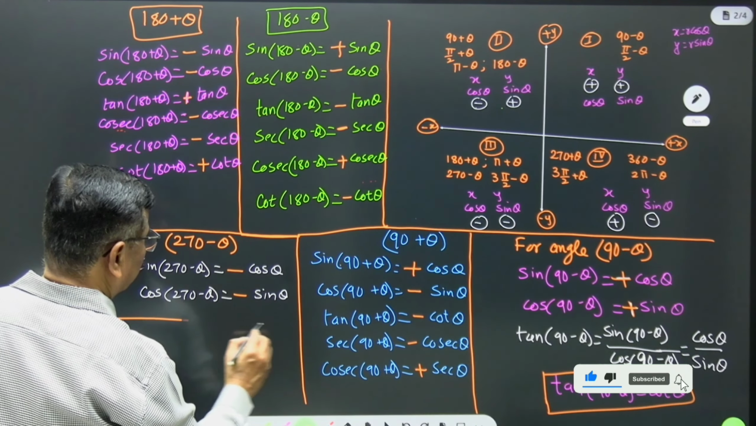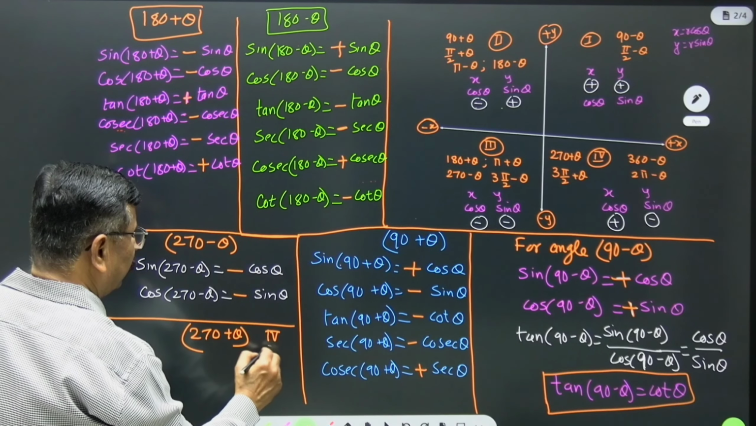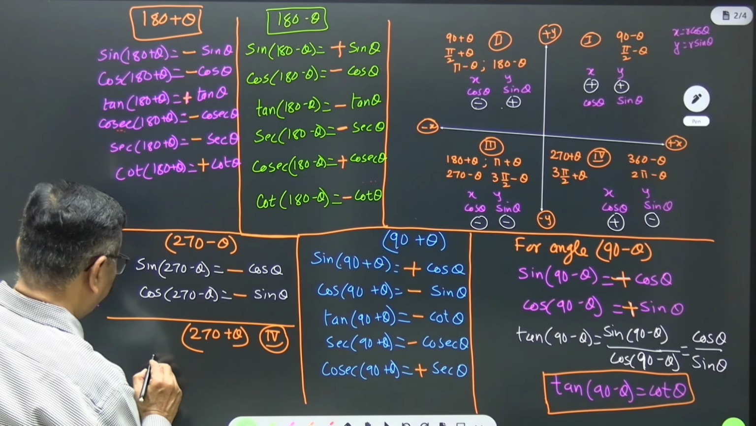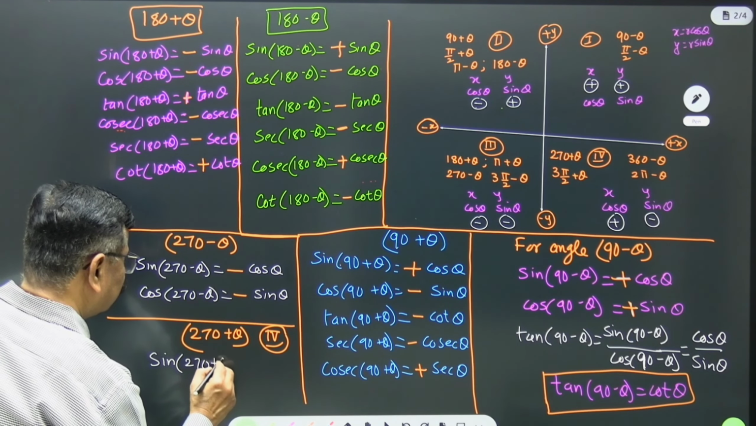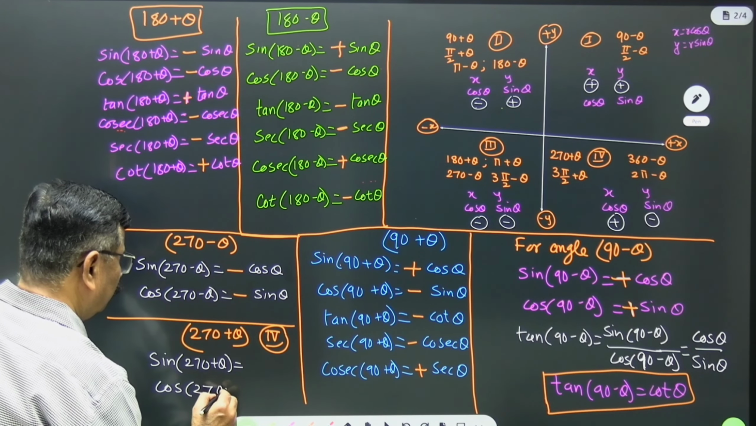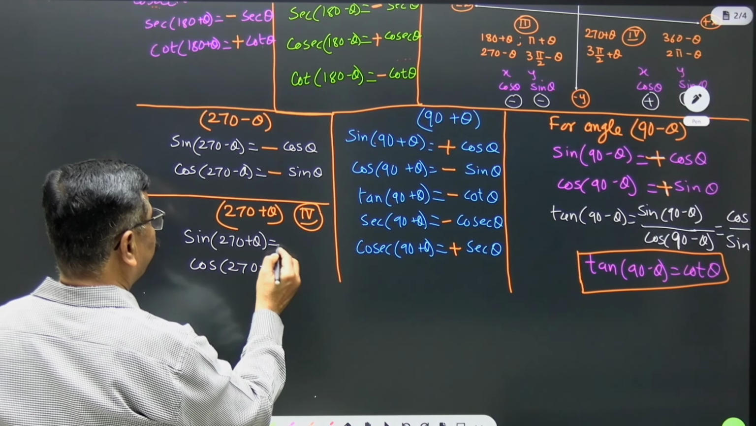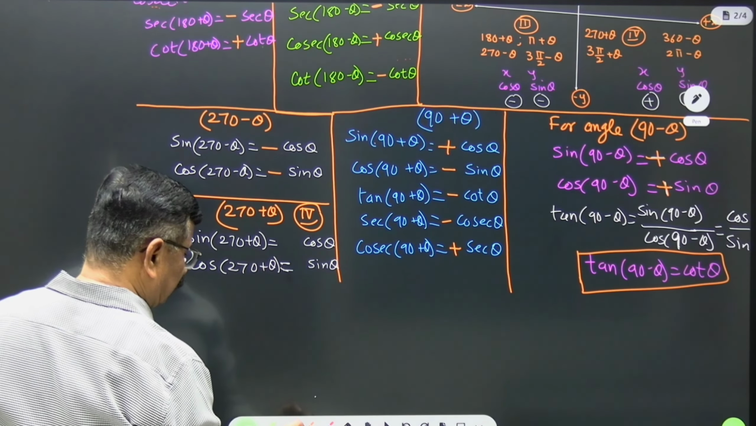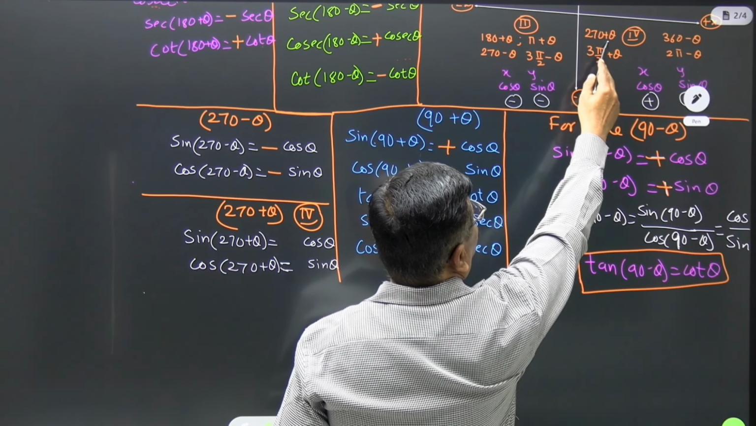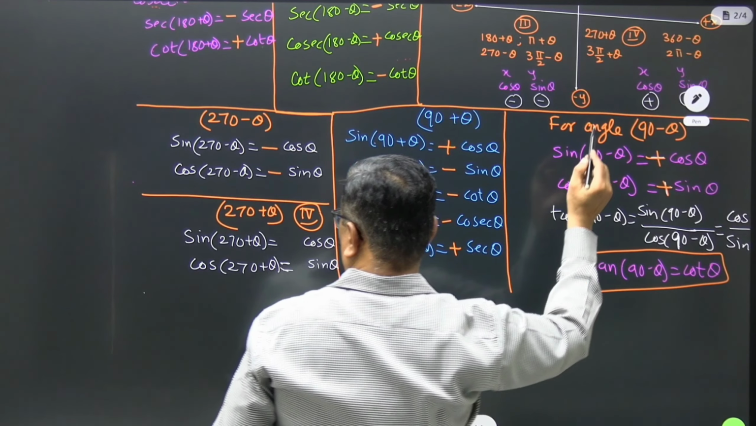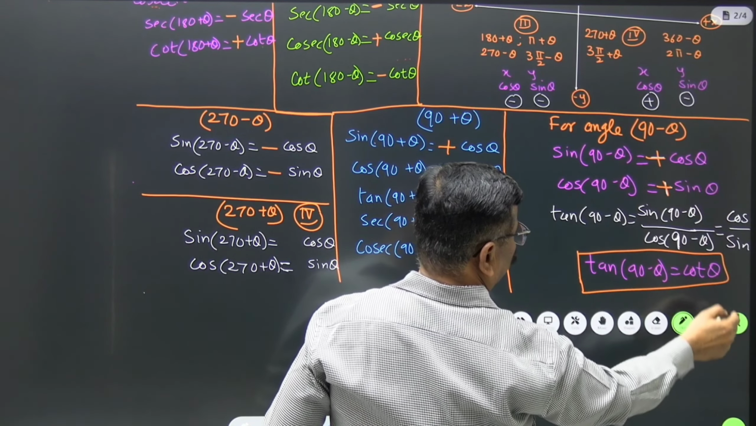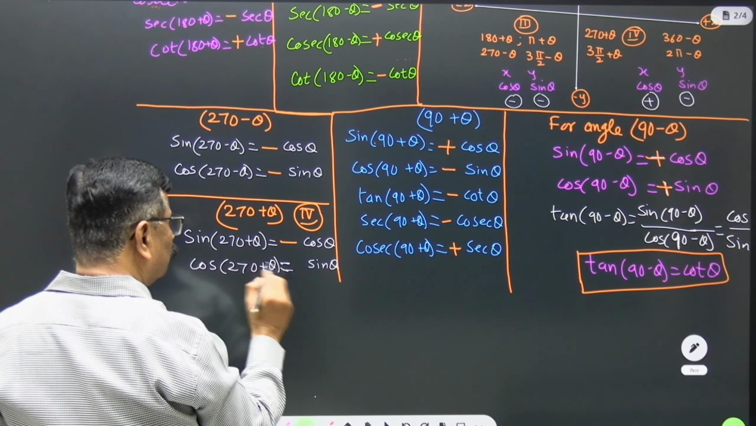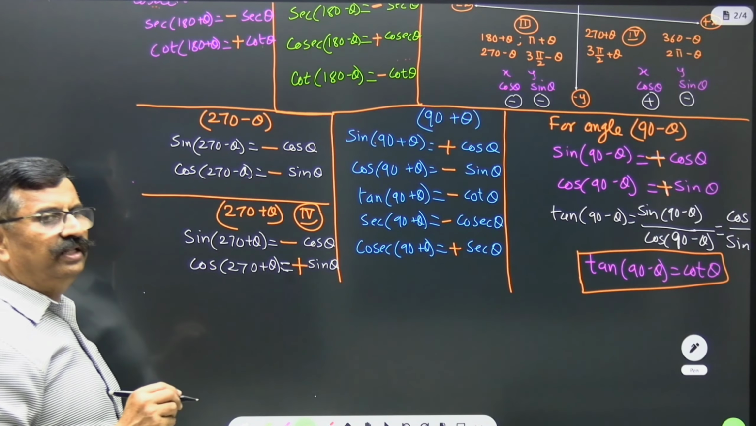Then how will you find trigonometric functions for the angle 270 plus theta? Now this angle lies in the fourth quadrant. So then I will write here sine 270 plus theta and cos 270 plus theta. Now 270 plus or minus theta, sine becomes cos. So this is cos theta and this is sine theta. But 270 plus theta is in the fourth quadrant, and in the fourth quadrant cos is positive and sine is negative. Therefore, sine 270 plus theta is minus cos theta, while cos 270 plus theta is plus sine theta.